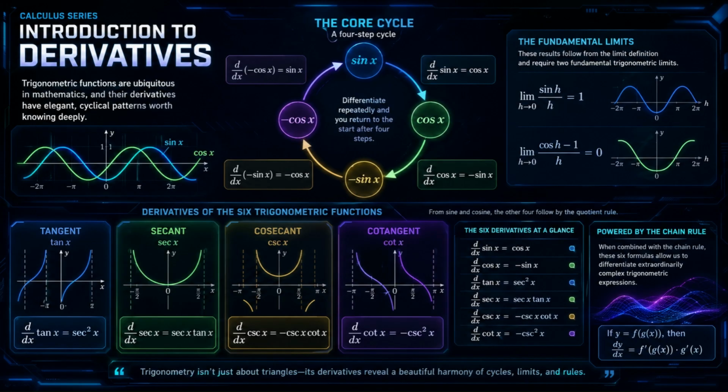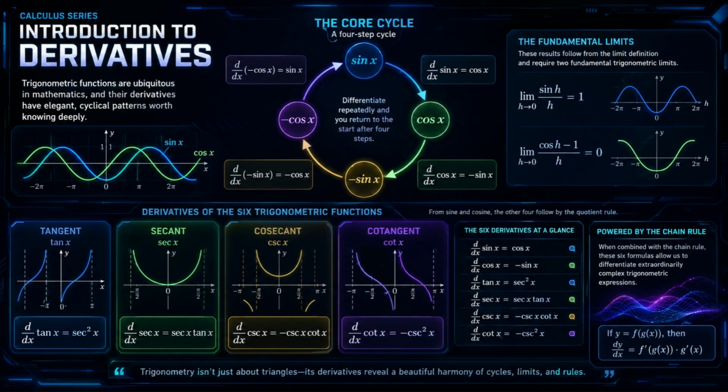Trigonometric functions are ubiquitous in mathematics, and their derivatives have elegant, cyclical patterns worth knowing deeply. The derivative of sine of x is cosine of x, written d over dx of sine of x equals cosine of x. The derivative of cosine of x is negative sine of x. D over dx of cosine of x equals negative sine of x.